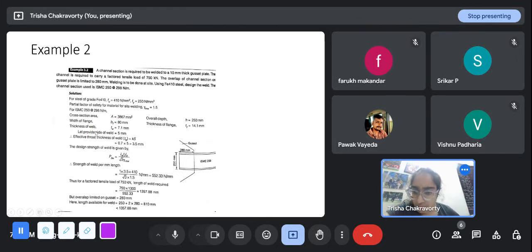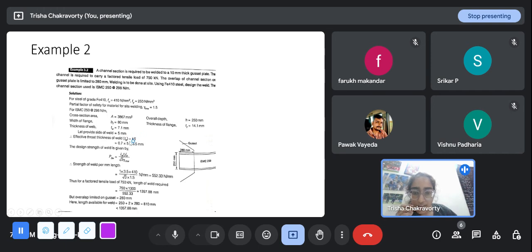And since we are designing something, as in the design of concrete structures, we have to assume something. We have to assume a dimension first. We will assume a dimension, then we'll check if it is enough. If it is enough, it's fine. Otherwise we increase the dimension and check again. So it is an iterative process. So let us provide the size of weld as 5 mm, and the effective throat thickness.